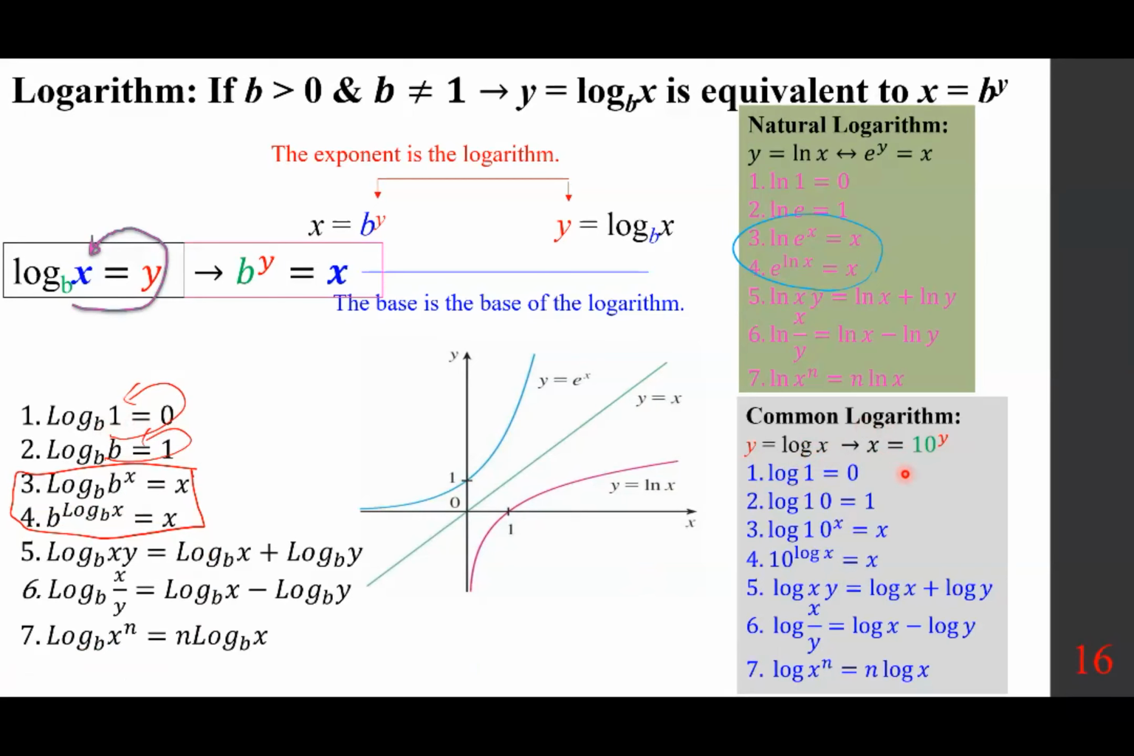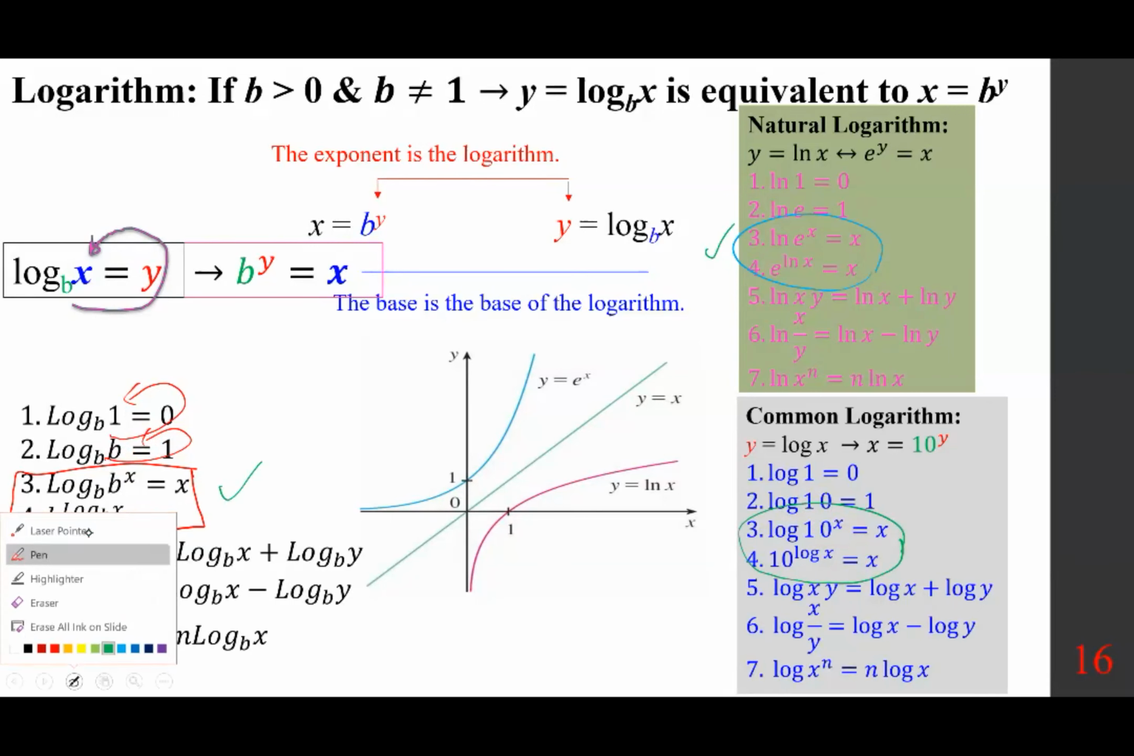You don't have to write the base. Log b base b is 1. Since the base is 10, you must write log of 10. And these two again, just like this one and this one, refer to the fact that logarithmic functions and exponential functions are inverse of each other. The others are pretty straightforward.